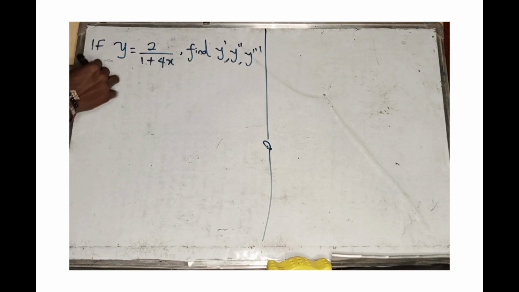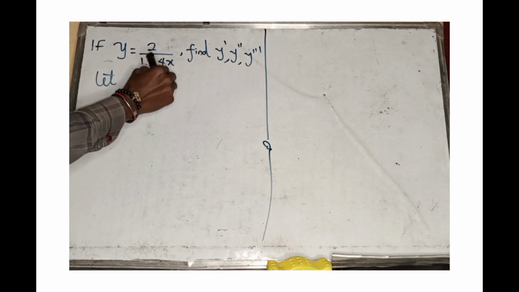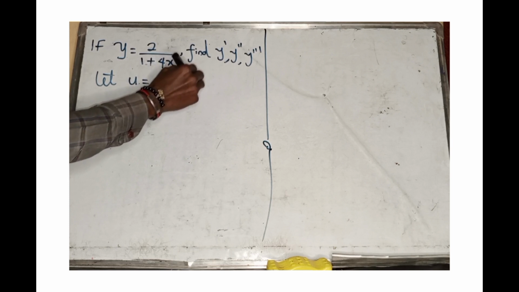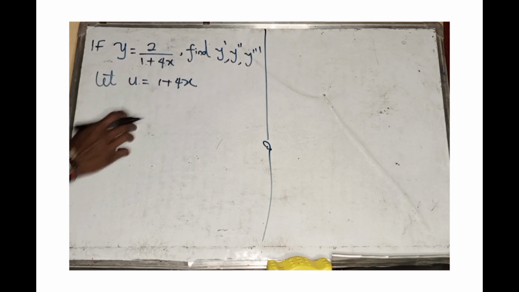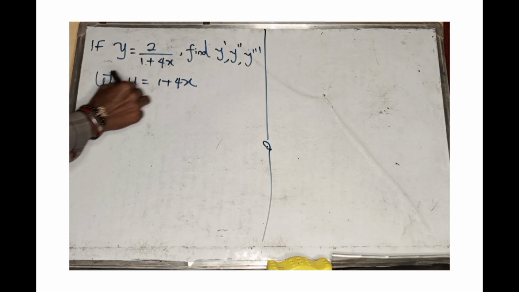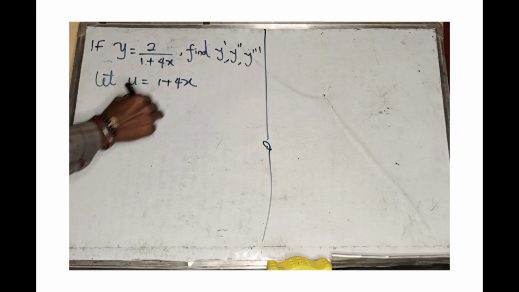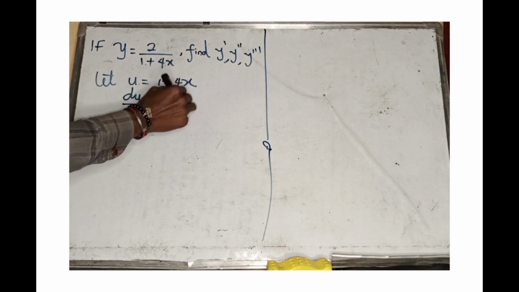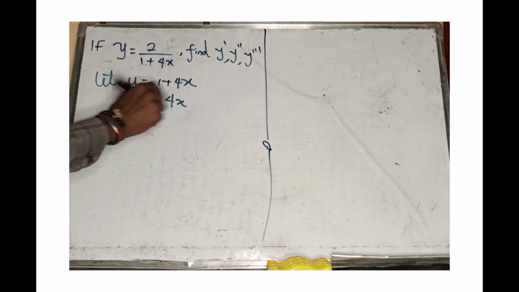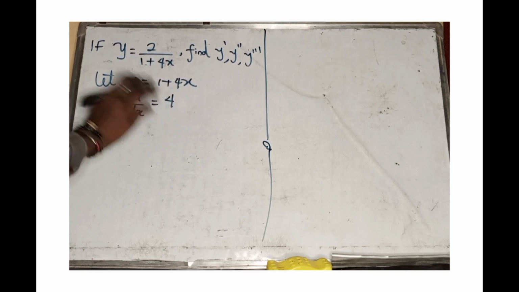Okay, so the first thing to do now is let u be equal to 1 plus 4x. Let u be everything here, as the denominator. All right, now let's differentiate u. The du with respect to x is equal to 4. If I differentiate everything here, I'm having just 4.